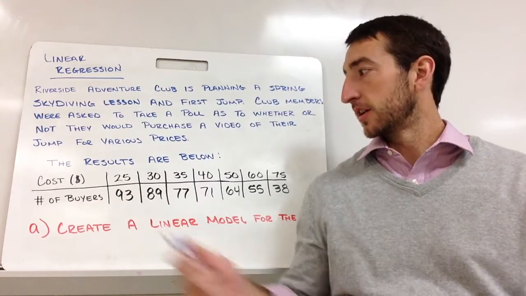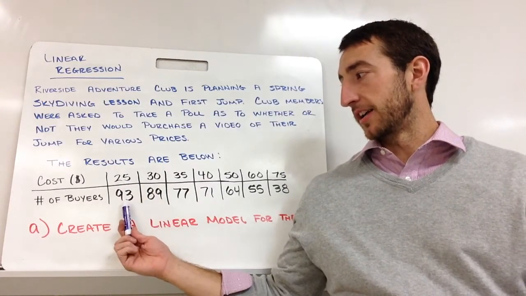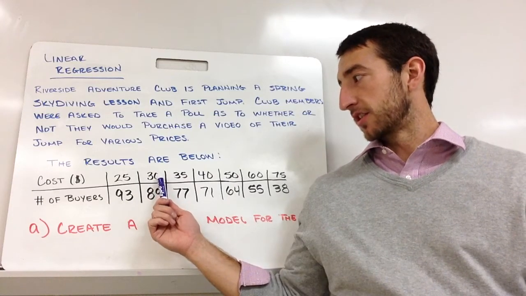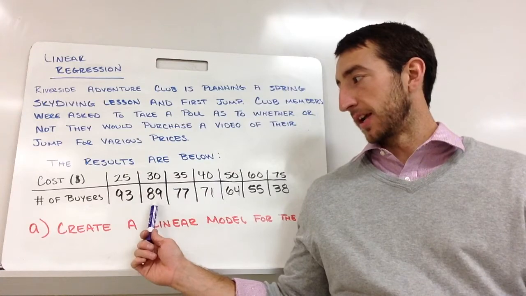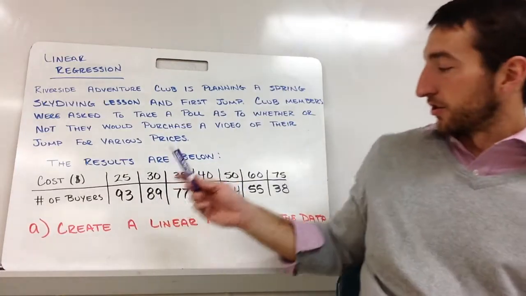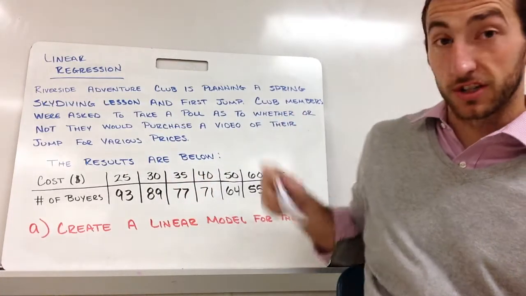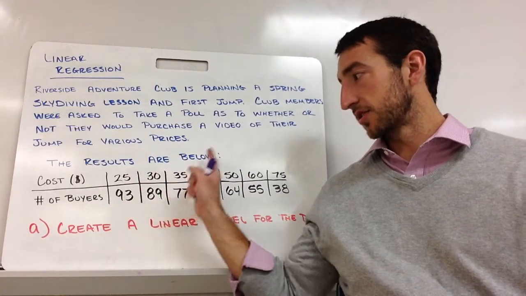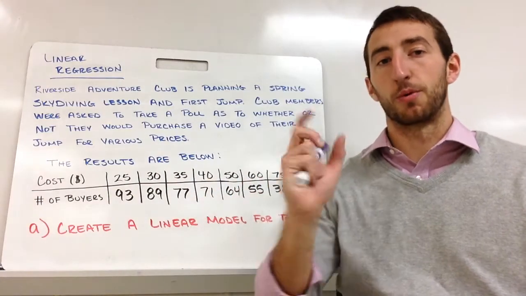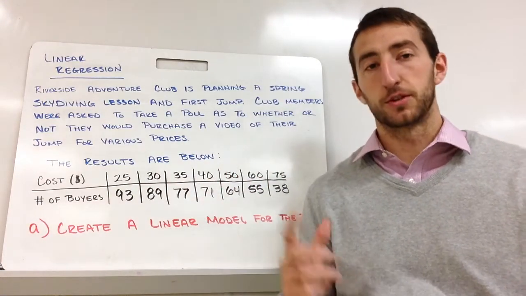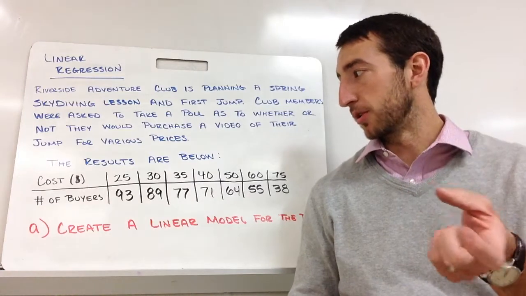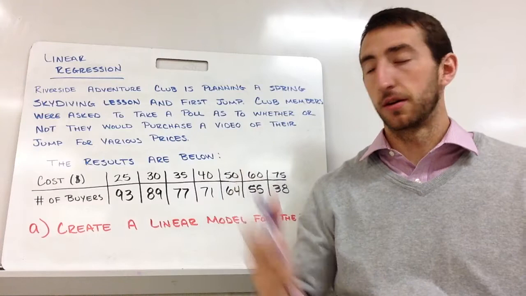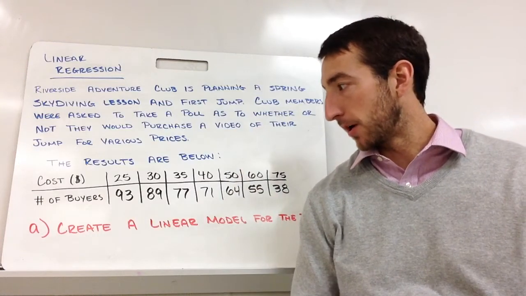So, like, if it costs $25, there's going to be 93 buyers of that from the club. If the cost of the video is $30, that's going to make it 89 people buy it, and so on and so forth. Like if the cost of it is $75, only 38 people. So if you notice, as the cost goes up, fewer and fewer people are going to buy it. So what we want to do for the Adventure Club is find that sweet spot where we're going to make the most amount of money by charging the right amount to maximize our profit.